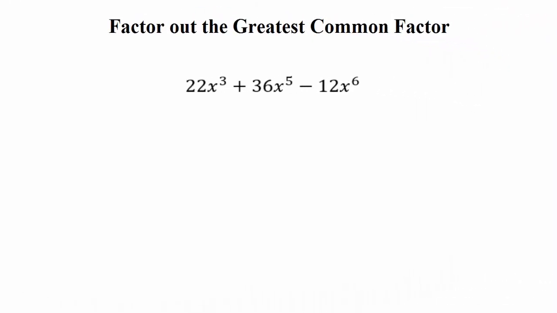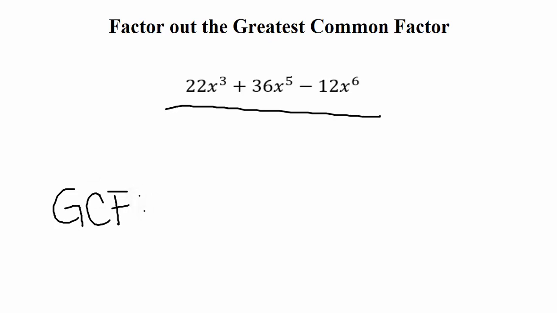Okay, so for this particular example, we're going to be covering how to factor out the greatest common factor when given a polynomial. So here we have this trinomial, and we need to factor out the greatest common factor. In order to do so, we need to know what the greatest common factor is. So that's what we need to find first.